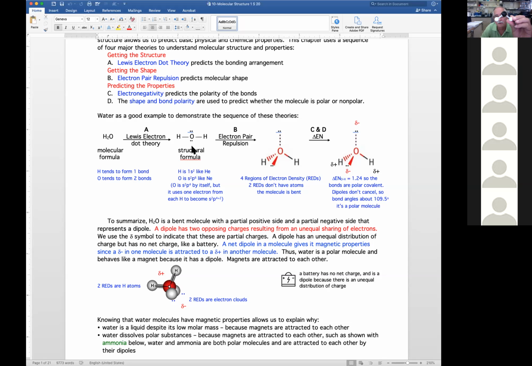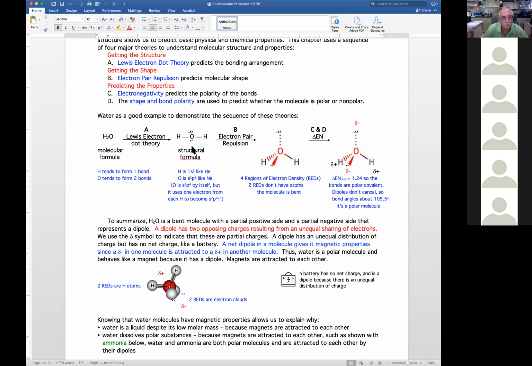Well, the reason why they're in this bent configuration is because of these non-bonding electron pairs. So those non-bonding electron pairs bend the hydrogen atoms down at that angle, causing it to be bent. So electron pair repulsion theory tells us that the water molecule is bent.